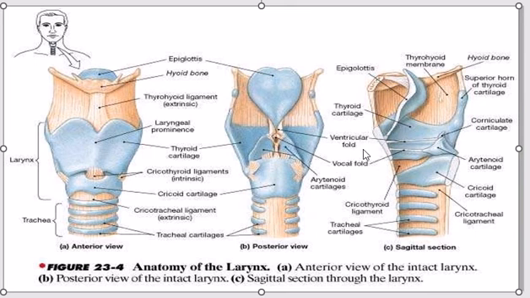Okay, this is your ventricular fold. This is your vocal fold. Now this is your cricothyroid ligament. So the whole part, I think you have understood the anatomy of the ligaments in three directional views.